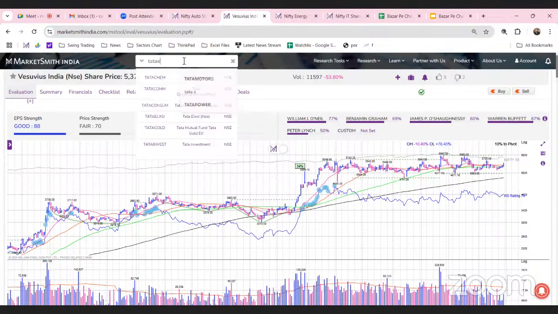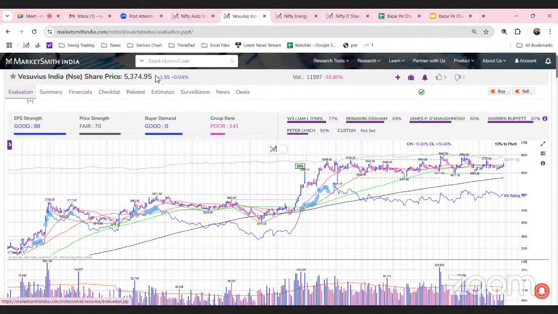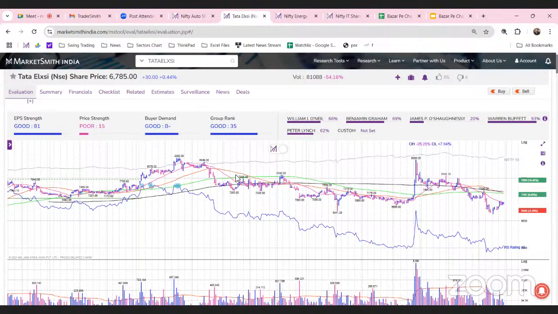Tata Elxsi. Sambulal had a question: do you recommend buying unlisted shares, for example NSE? No, we never recommend any unlisted shares. We deal only with the listed stock market.